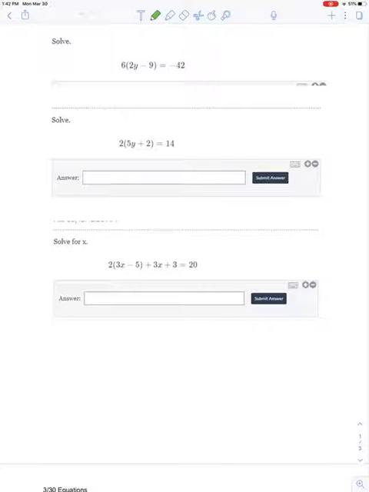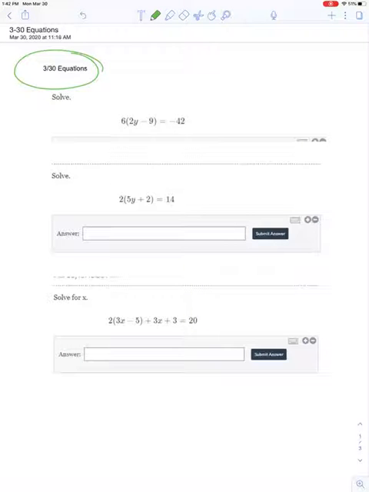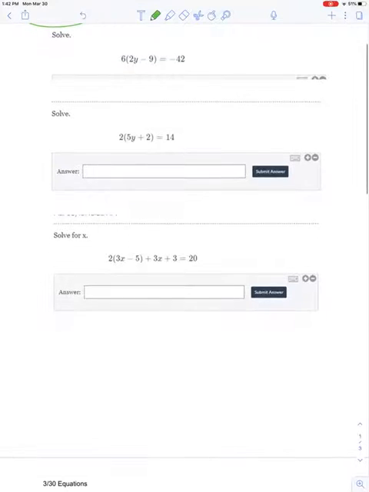Okay, so this is your equations that are on Delta Math this week. And so I just wanted to run through a few of them with you all. So the first one we have, remember you have to show your work and submit your work via paper or on the computer.